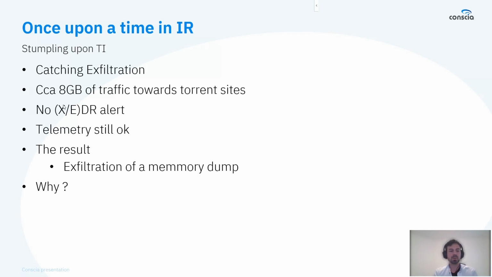surprisingly, we had a spike towards torrent sites of around 8 gigabytes of data from one endpoint. And there was no EDR alert triggered. Everything was fine on the system. We had one of the best EDRs on the system. We could look at what had been executed, but there were no alerts. And the final result was the exfiltration of a memory dump. So the question was why?